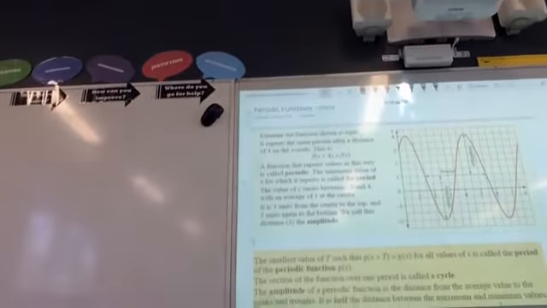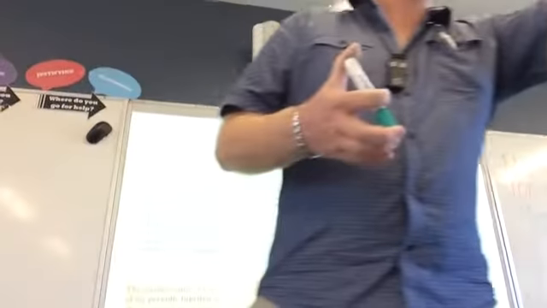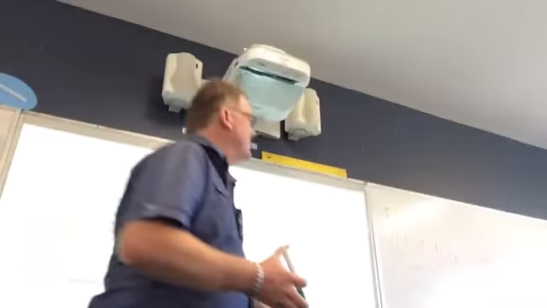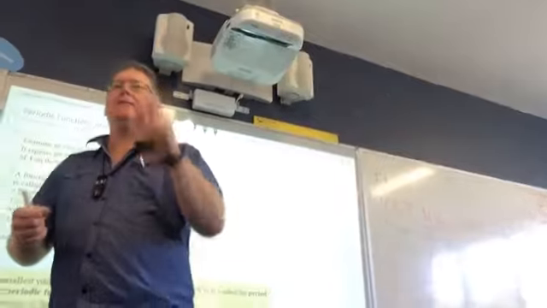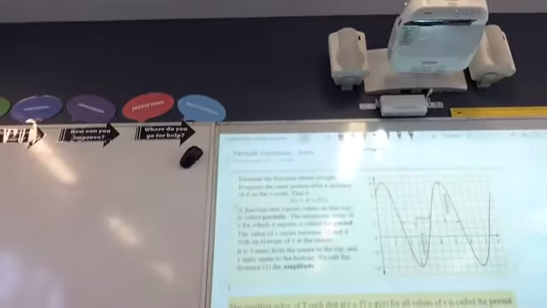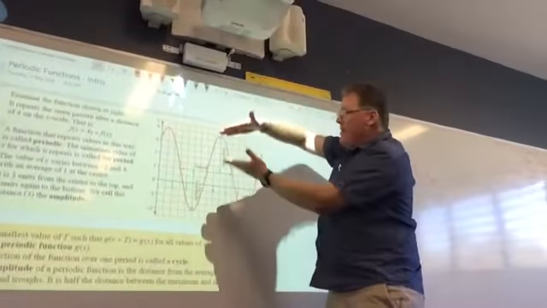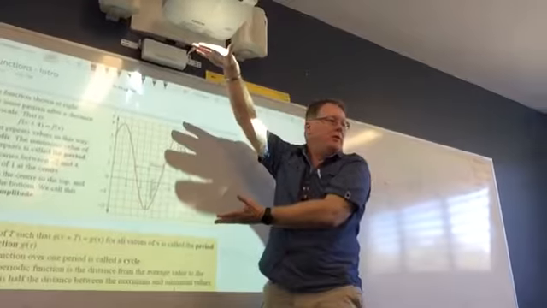But what the difference is, does anyone know what the A stands for in AM? Pardon? Amplitude. Well done. It's amplitude. AM stands for amplitude modulation. So the AM bands change the amplitude. They change the graph this way. Right? And there's this wave that contains all the energy.